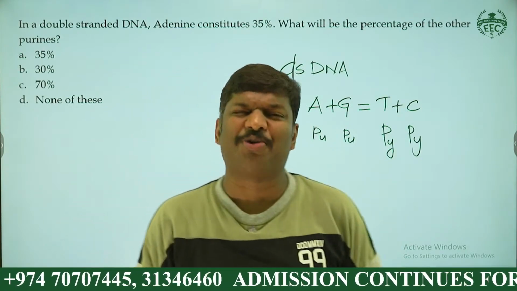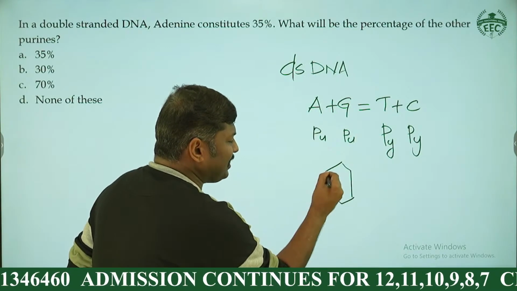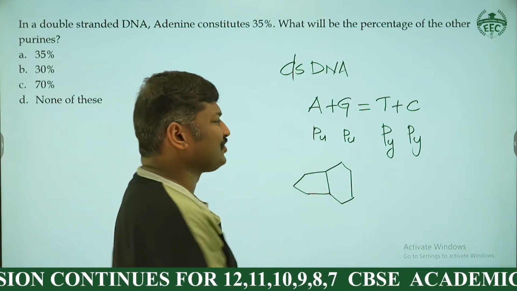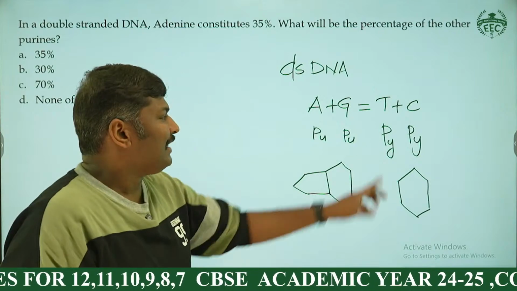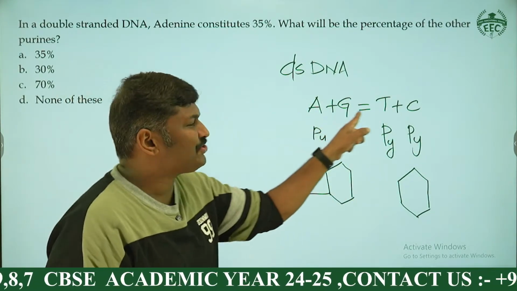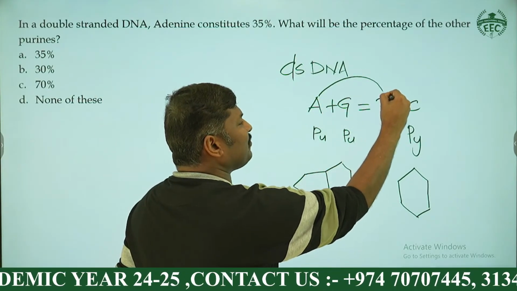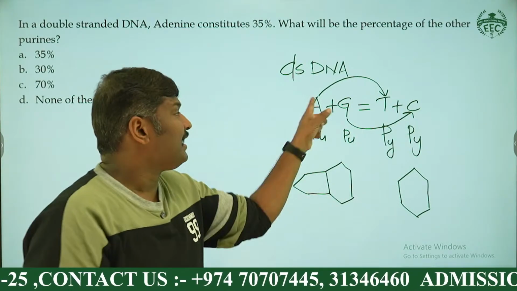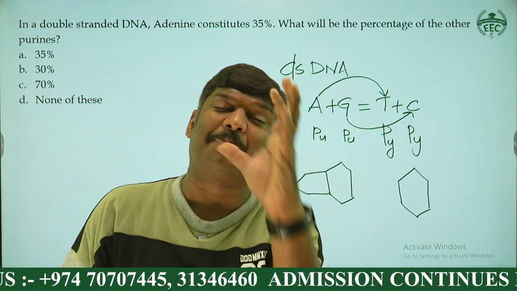How can you know whether it's a purine or pyrimidine? Look at the board, my dear student. Purines are always double-ringed structures, while pyrimidines are single-ringed structures. And this is the difference between purines and pyrimidines. And what is A plus G? So why is A plus G equal to T plus C? Simply, A always combines with thymine, and G always combines with cytosine. Adenine combines with thymine using a double hydrogen bond, and guanine combines with cytosine with a triple hydrogen bond.